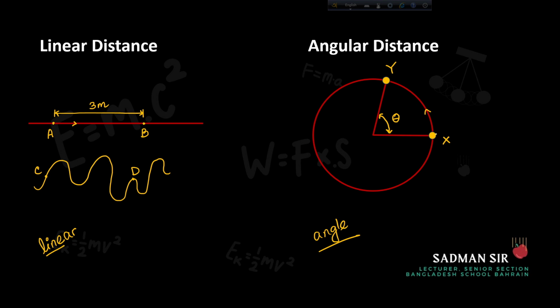So we should be able to differentiate between linear distance and angular distance. Linear distance is the length of the path that I have covered. And for angular distance, you can see that we need a reference point, right? With respect to a point, what is the angle that I have covered through my journey, that angle is called the angular distance covered by me. So I hope the topic of angular distance is cleared now.